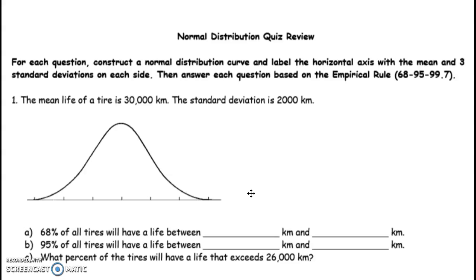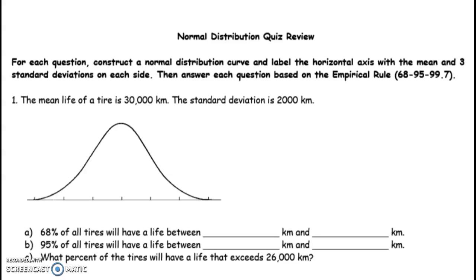So in this first example, we are instructed on 1 and 2 to use the empirical rule. For each question, construct a normal distribution curve and label the horizontal axis with the mean and 3 standard deviations on each side. Then answer each question based on the empirical rule. So no normalcdf, no inverse normal. I am just looking at the empirical rule.